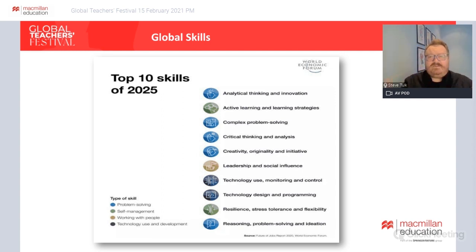So we've got our crystal balls out. We're looking into the future. In fact, trend spotters and trend forecasters have looked into the future. These are the top 10 skills that they think employers will be looking for from their employees in 2025. Now, they're broken down, four different color buttons: problem solving, self-management, working with people, technology. I kind of think we're already in the future, because this looks like the top 10 skills that people want now from employees. I just want you to have a quick look with your English teacher hat on.